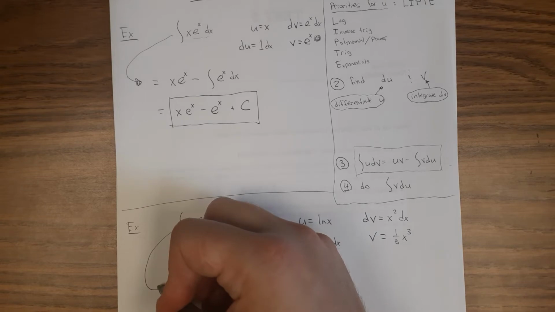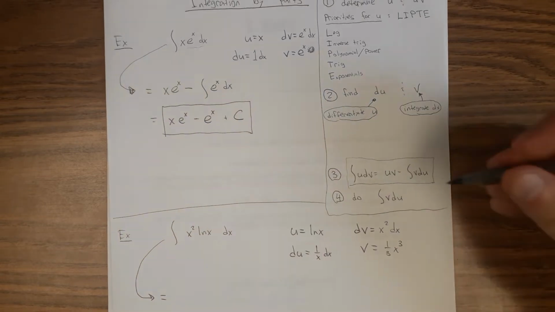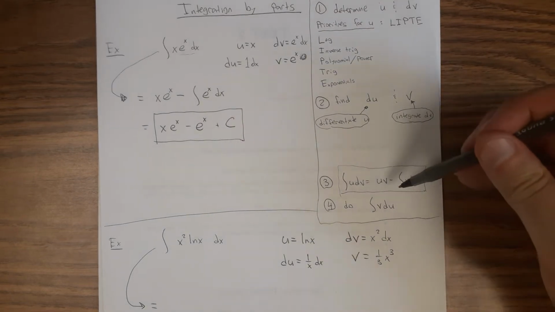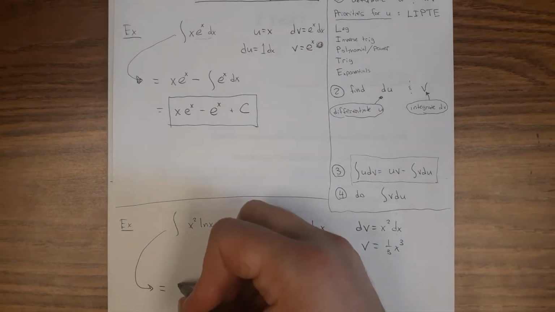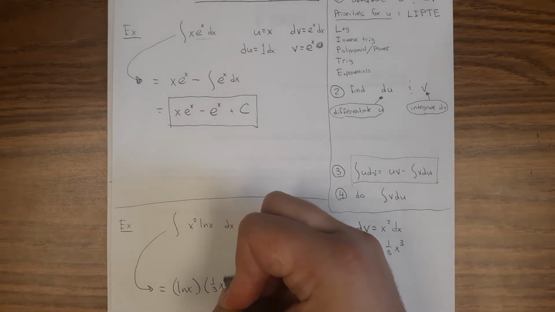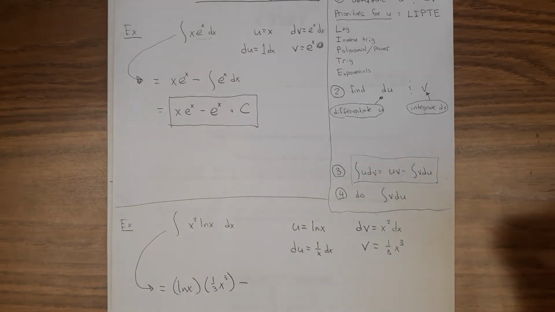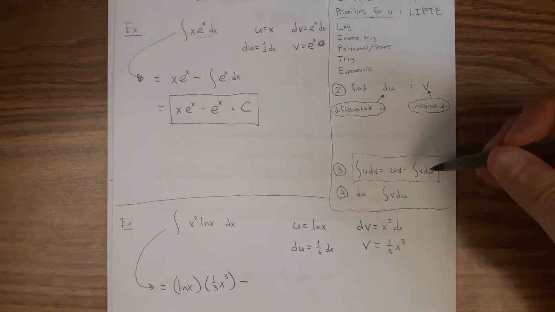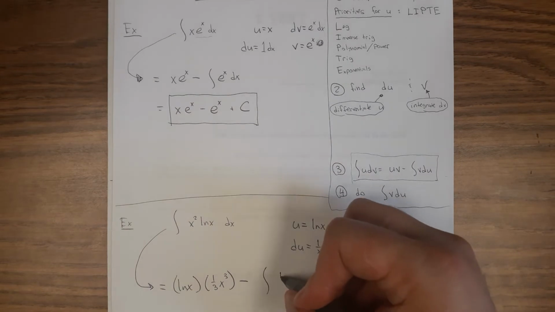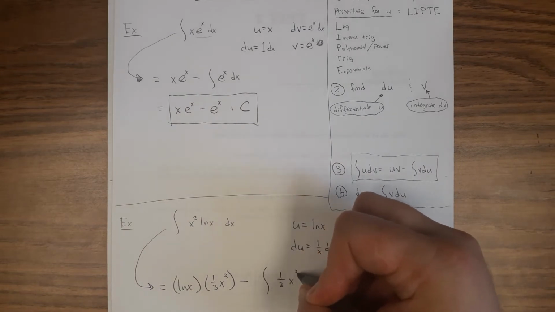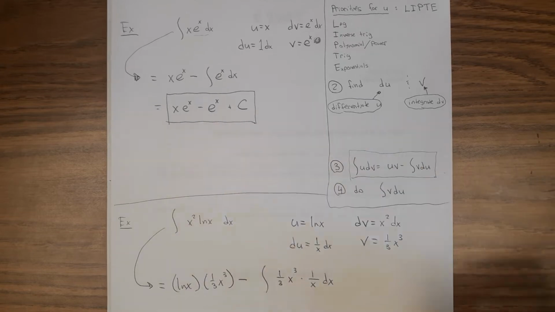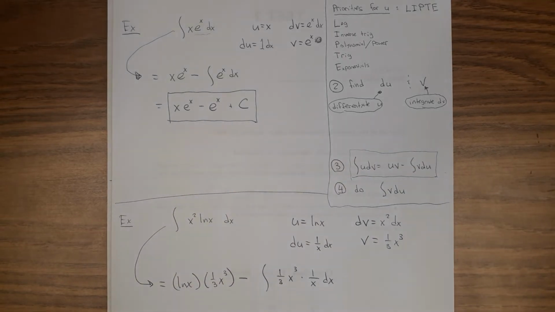And so this integral becomes, I'm doing step 3, I'm using this formula. It's u times v, so that's natural log x times 1/3 x cubed, minus the integral of v du. Like that.